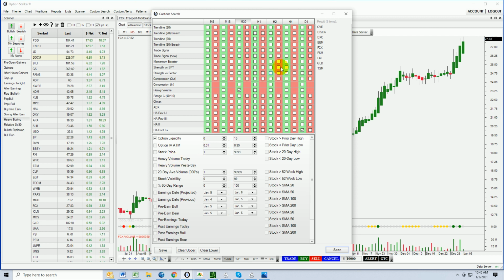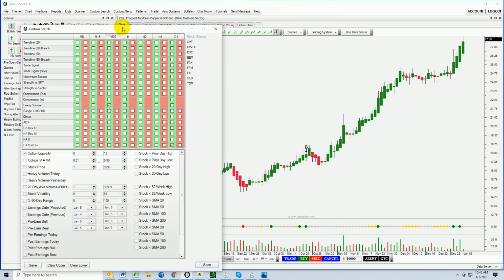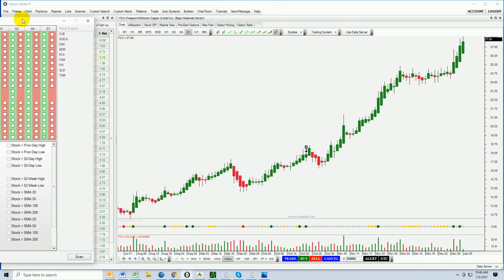Start adding some of these other variables. This is how we zero in on the best stocks. So let's take a look at what we've got on the list here. Going to move this over so it's easier for us to flip through these.